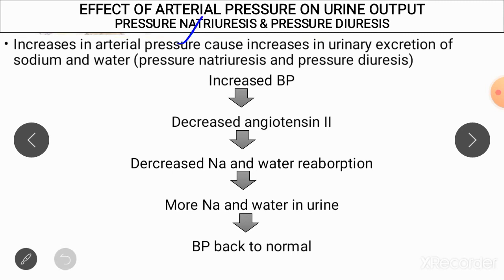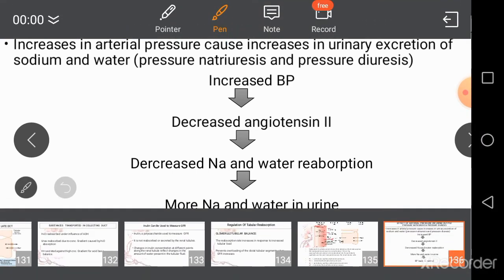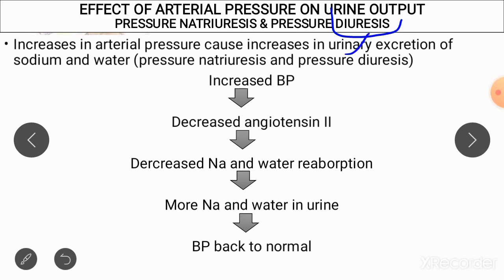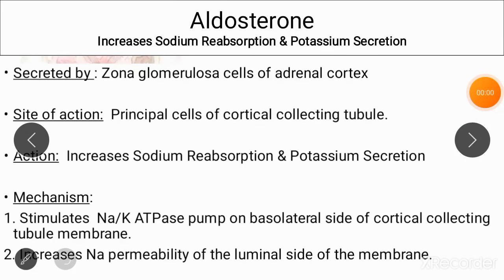Excretion of sodium in urine because of high blood pressure, or excretion of diuretic urine, which is large quantities of urine because of a high blood pressure. So this is pressure natriuresis and pressure diuresis. So very quickly, let us discuss the role of aldosterone in sodium reabsorption.